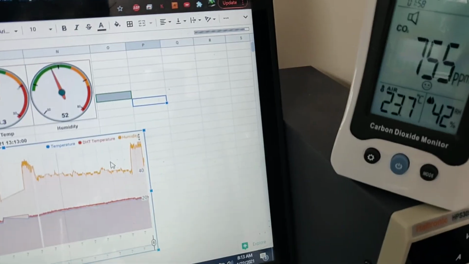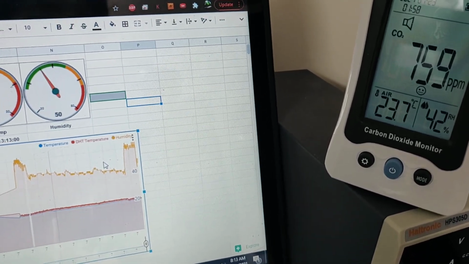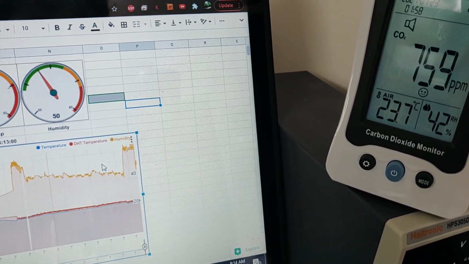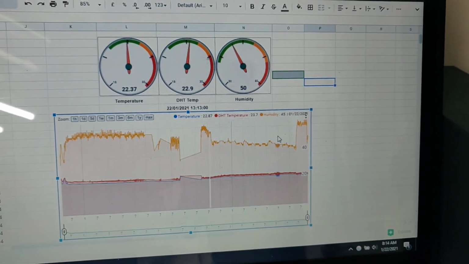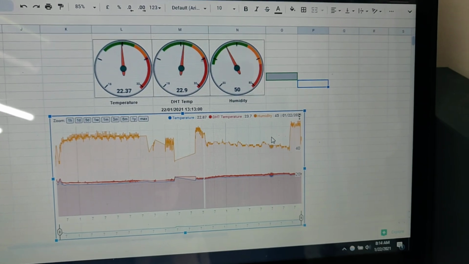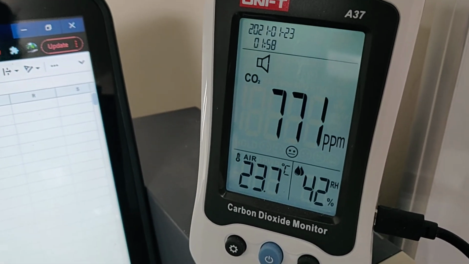But if we summarize for the humidity, I think I might have to do a -10 on my Google spreadsheet to take an offset. Maybe I'll play with another sensor, we'll see. Note that this sensor also gives me CO2.